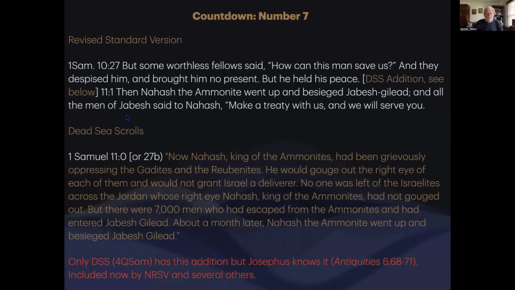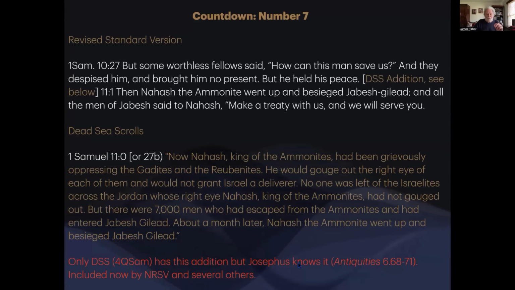And now you're getting to this verse again. So this should go here, I think. It's a good addition. It's in the Dead Sea copies. It's called 4Q Samuel. 4Q is cave 4, Q means Qumran. Now, no other manuscript has this, but Josephus, the historian, who writes the Antiquities in Book 6, 68 through 71, knows this.